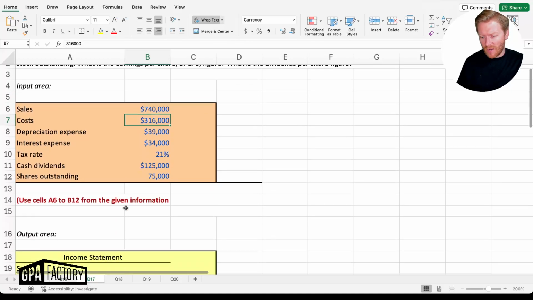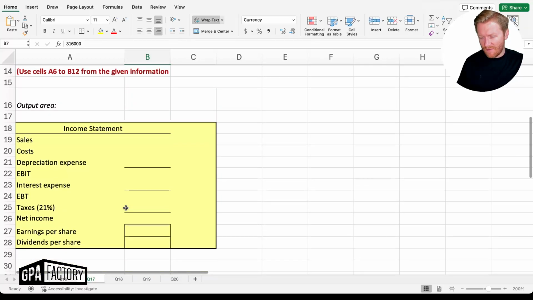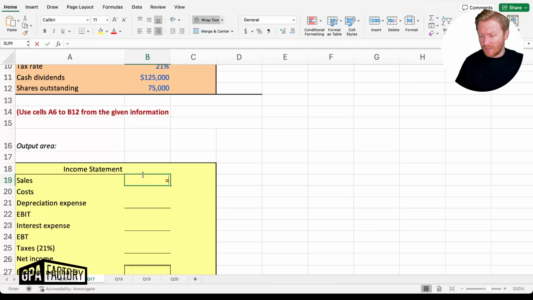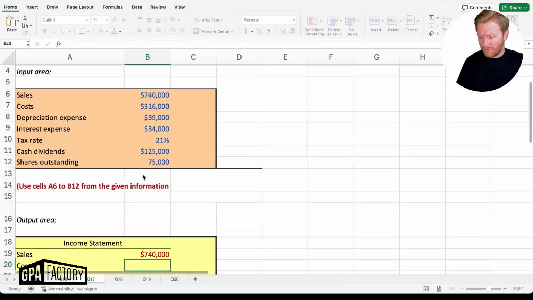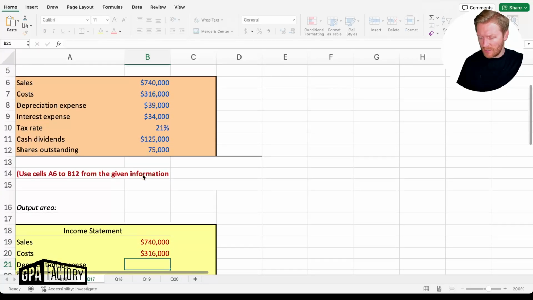Okay, so here we've got another one. We've got sales, and then we're working all the way down to figure out what our earnings per share and our dividends per share are. But this one, very, very similar. We're going to start with our sales, and we're going to reference our costs. We're going to reference our depreciation expense.